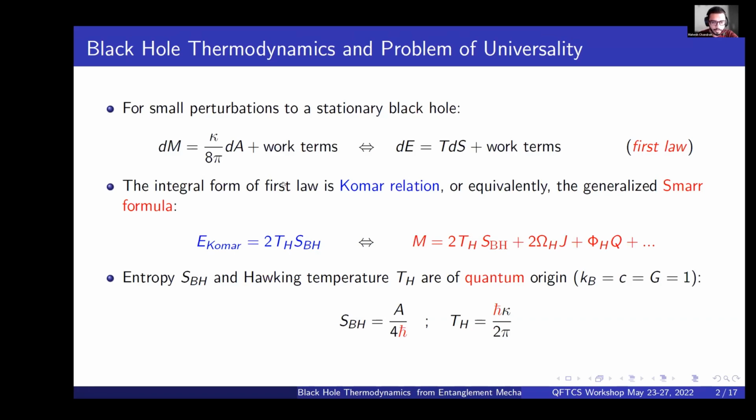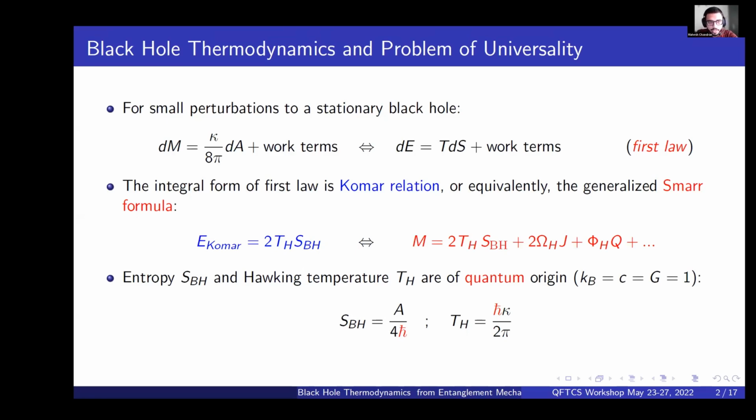In literature, there is also an integral form of this first law, which is known as the Coulomb relation, or equivalently the generalized Smarr formula, which basically connects a conserved charge known as Coulomb energy with respect to time-like Killing vector, if we are considering stationary spacetimes, and other quantities such as the Hawking temperature and Bekenstein-Hawking entropy. And in fact, you can rearrange this same equation in such a way that you can write down the mass of the black hole on the left-hand side and other quantities that describe the black hole on the right. And this is what is known as the Smarr formula of black hole thermodynamics.